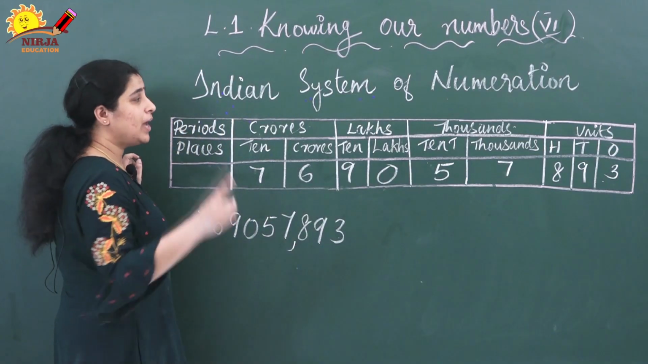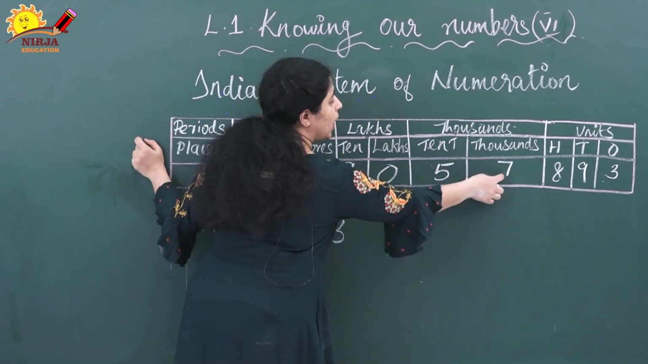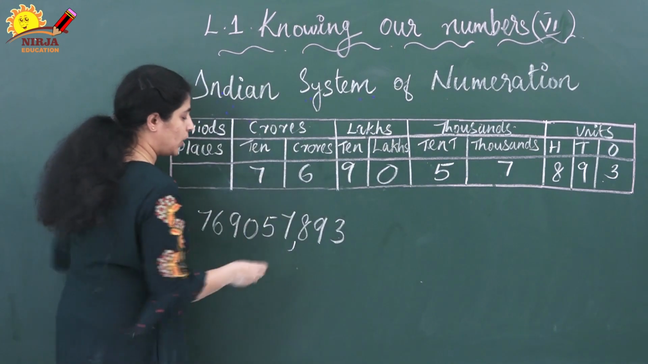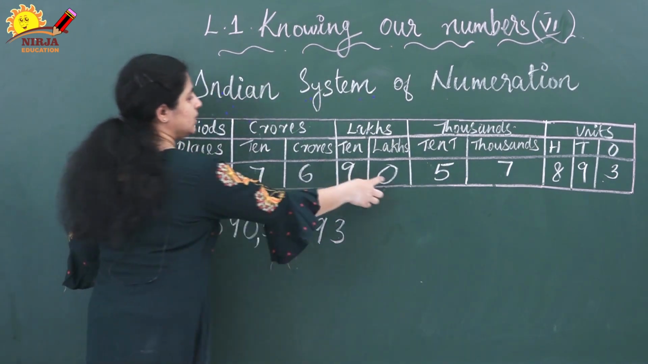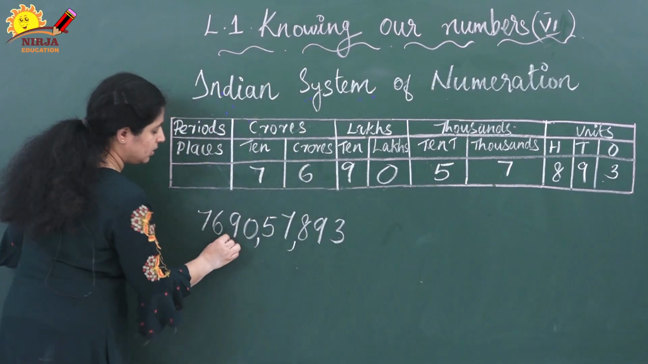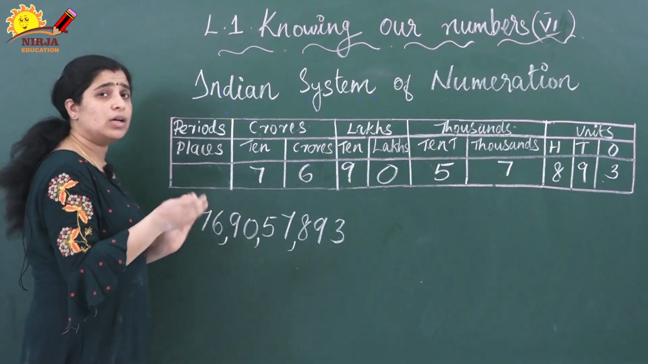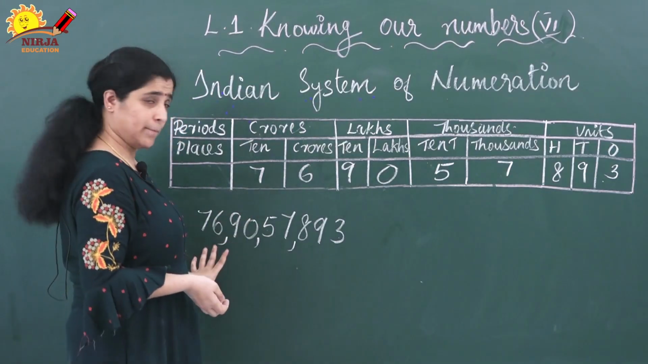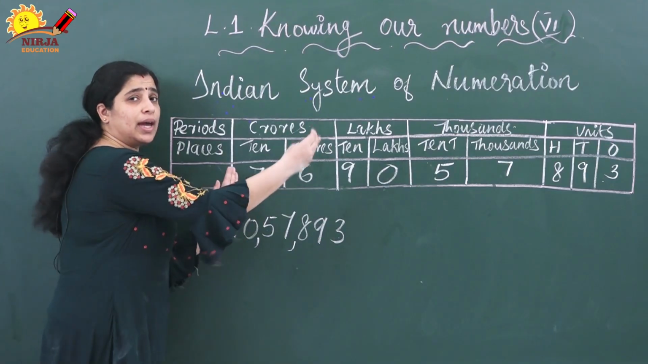Is it clear? Now the next period, that is thousands. 1, 2. Again 1 comma. 1, 2. Again 1 period, this one. So again a comma. Like this, using commas, you can separate the numbers. Now it is easy for you to read. Each group you can consider.